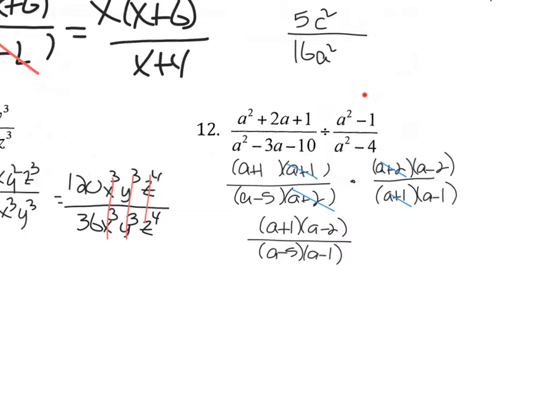These are difference of squares because they have square roots and they have a minus sign. So the square root of 4 is 2, so a plus 2, a minus 2. Square root of 1 is 1, and a plus 1, a minus 1 down here. And then cancel stuff. I canceled everything I could, and what that left was this on the top, and then on the bottom, then you're done.